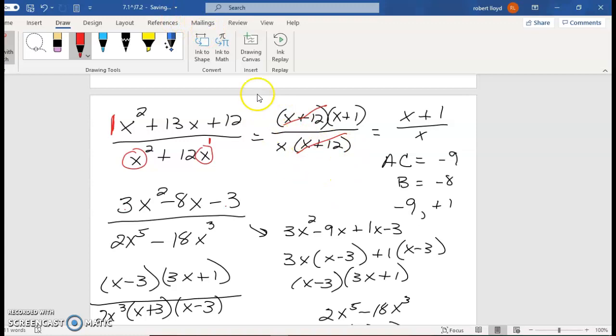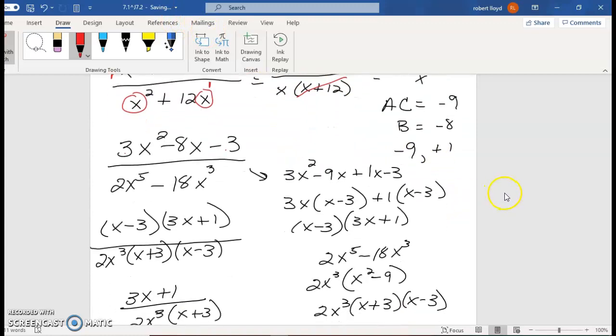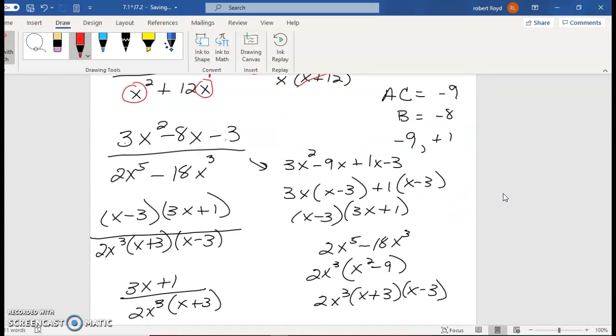Okay, next one is a bit more involved. Let me box this in, because we're going to do a lot with this one. 3x squared minus 8x minus 3. So now we have this number is bigger than 1, so we have to use the AC method. So our A times our C is our negative 9, and the B value is negative 8.